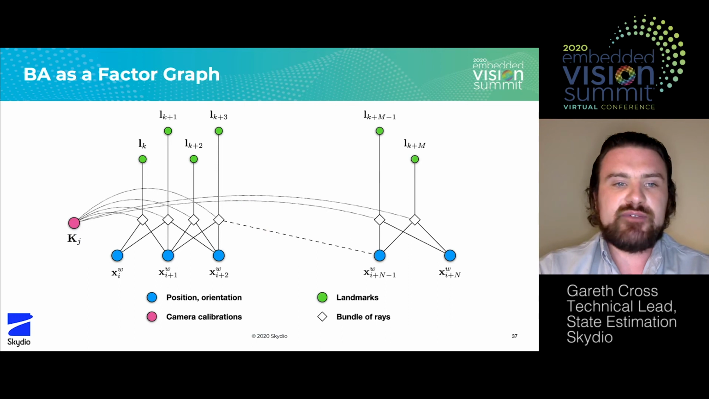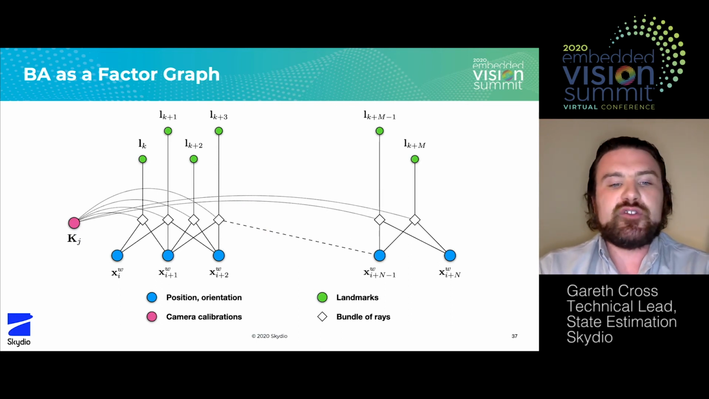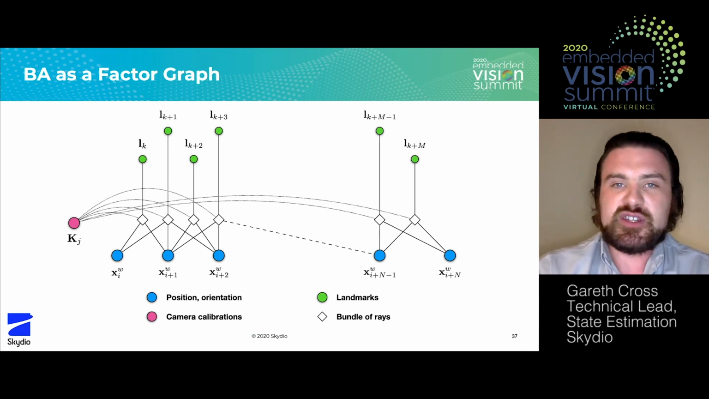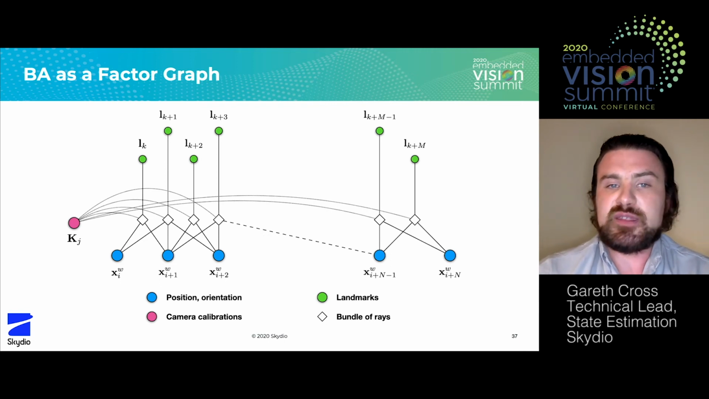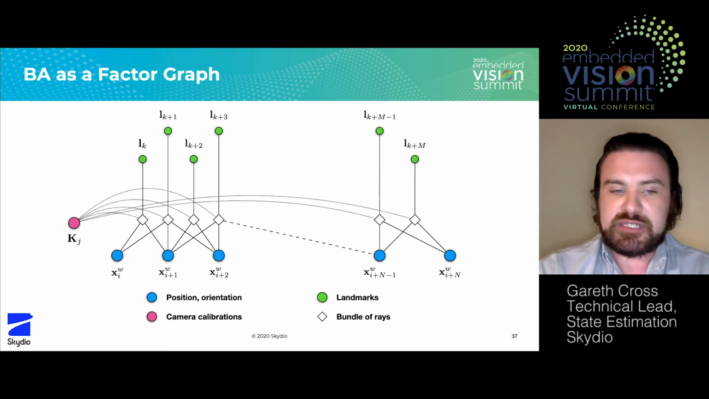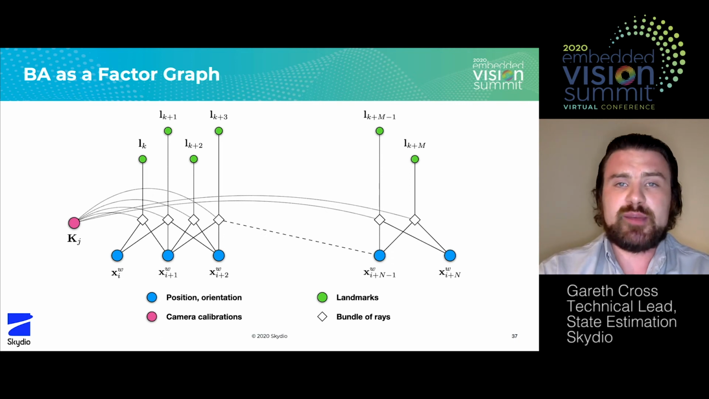So this is a visualization of what bundle adjustment looks like as a factor graph. I've introduced a new piece of notation here, which is this diamond symbol. The diamond just represents a bundle of rays, so all the observations of a given landmark just grouped together to make the graph a little cleaner. You'll note this additional parameter here beside the landmarks and beside the positions of the cameras, which are the blue circles. And that's the camera calibration parameters, which here is the pink circle.